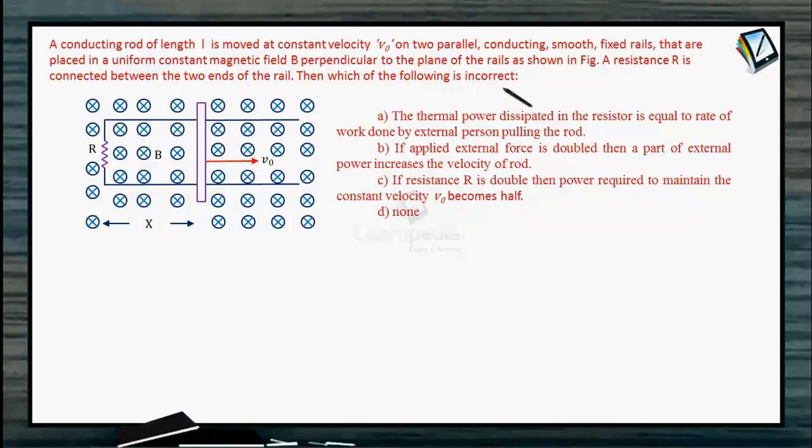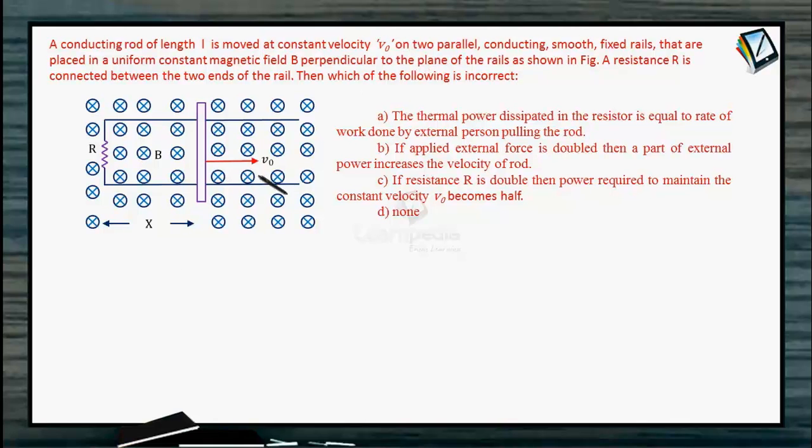Then which of the following is incorrect? So we have to find the incorrect option. In such questions, you have to be a little extra cautious while selecting the options, because you have to disregard the correct options, since in this question we want the one that is incorrect.